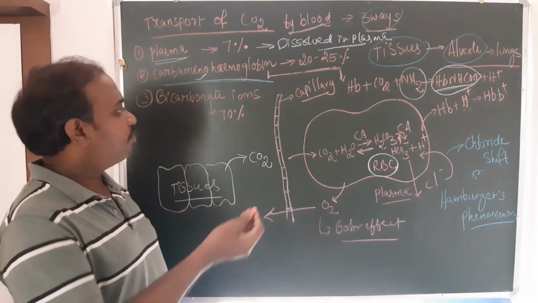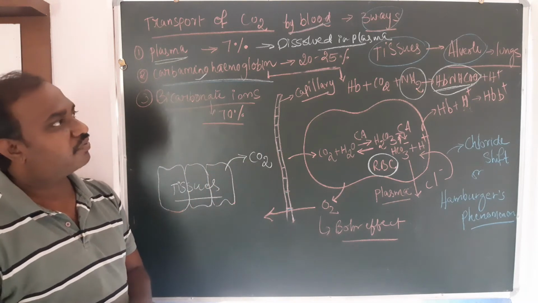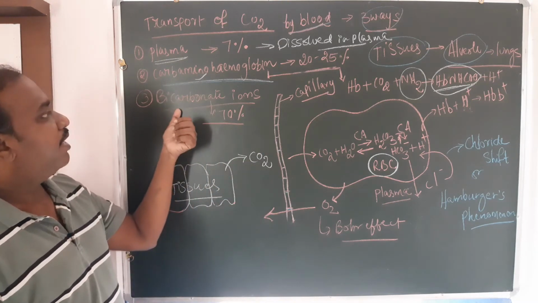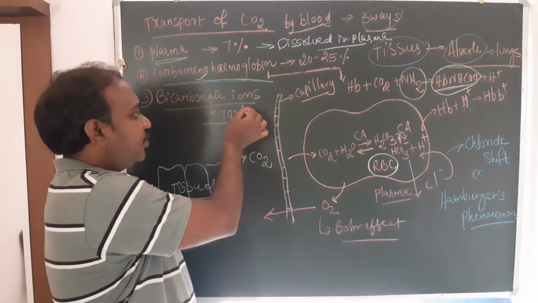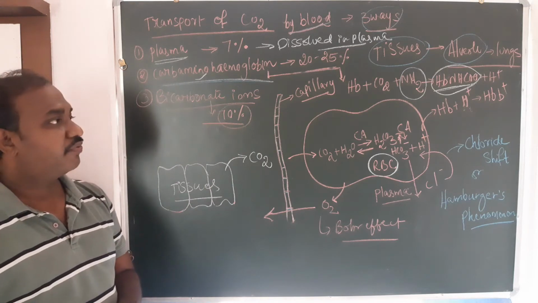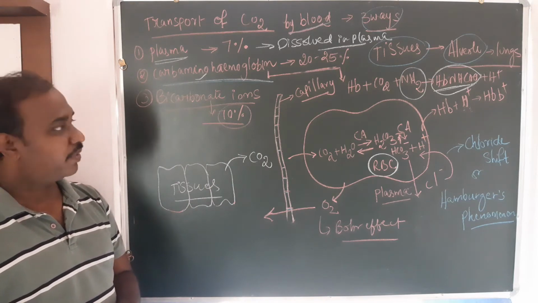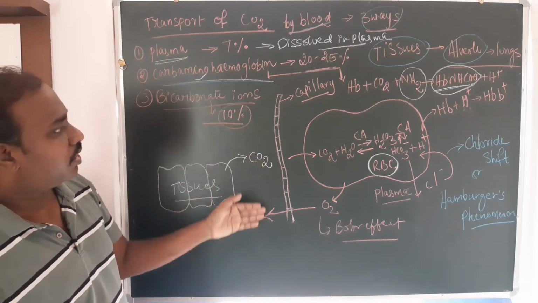And the highest amount is transported as bicarbonate ions. The majority of the CO2 is transported by bicarbonate ions. How much of it? As high as 70% of it. So you see how it is occurring.